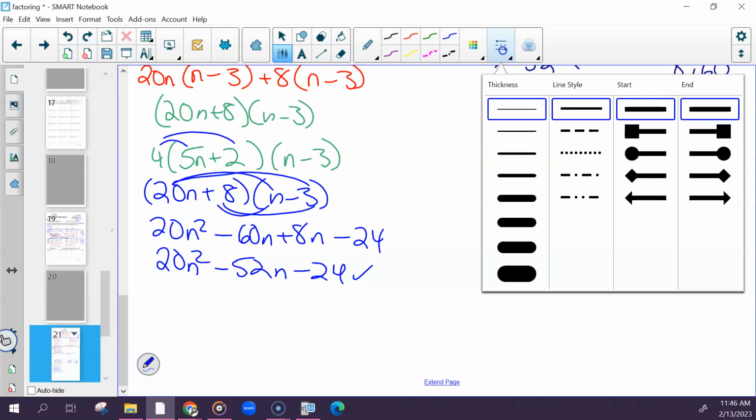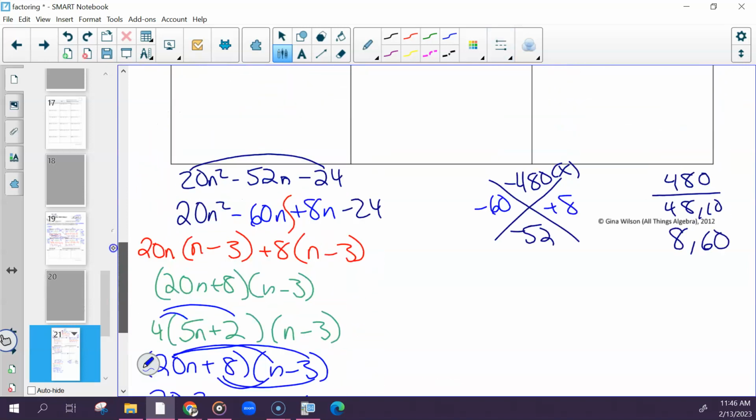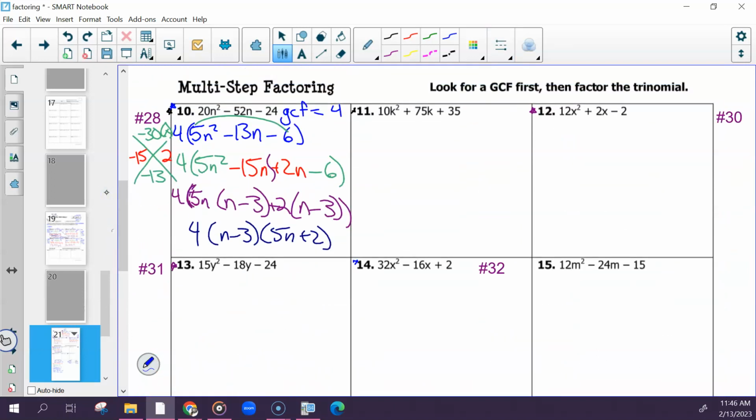That just seems like it's a lot longer to do. Yeah, a little bit chaotic, but it's still a process. Yes, this is the right answer. So, check for GCF. Let's do 11, and then any others you guys want to see, and then we'll be done.